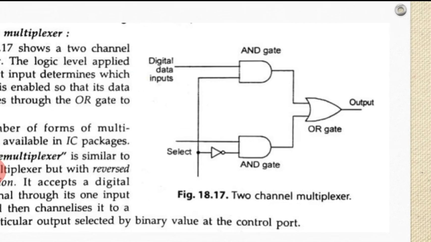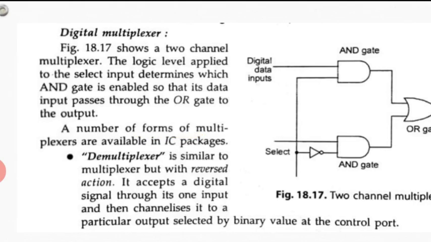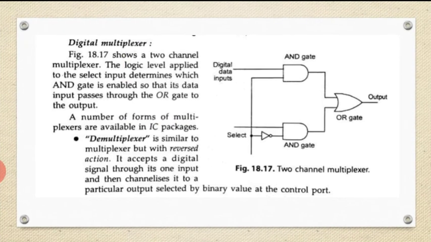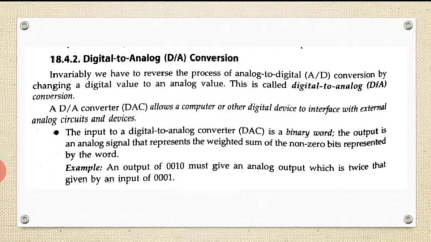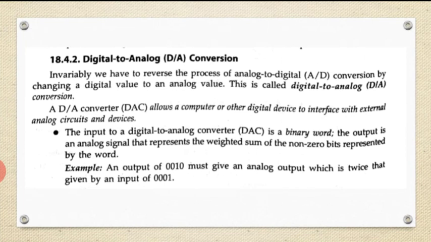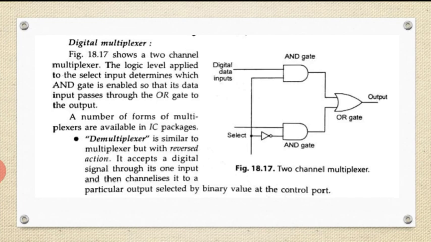The OR gate is nothing but this: if any one input is high, then the output will be high, so we will get the output high. Like that you have to analyze. So this is the information related to the digital multiplexer.